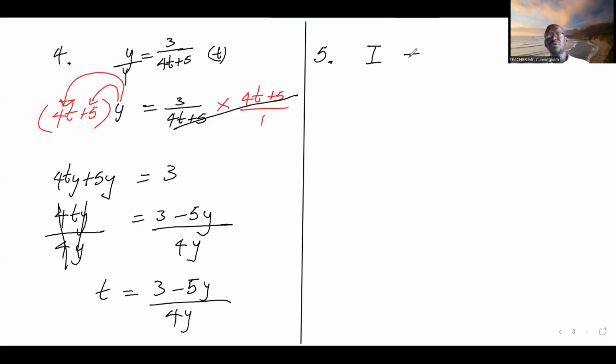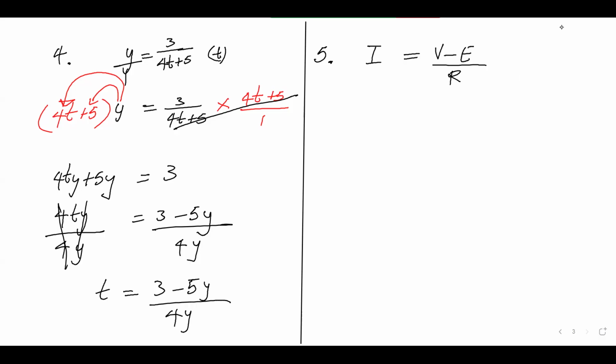I is equal to V minus E all over R. You're finding for E. So we multiply throughout by R. So it's I by R, and V minus E over R. I'm multiplying by R here as well. So I'm going to multiply here by R and multiply here by R.